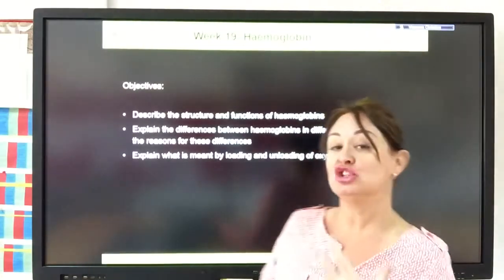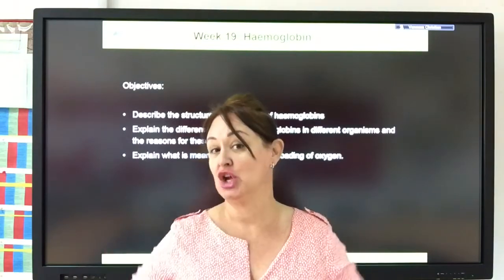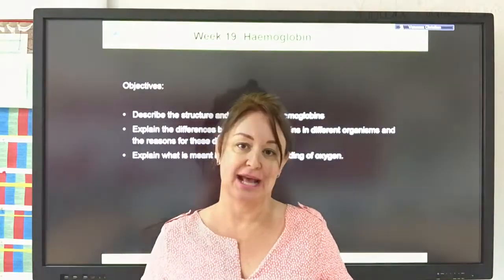And we'll be looking at some of the terminology involved with hemoglobin, because once we've got that terminology, we're a step closer to passing that exam.